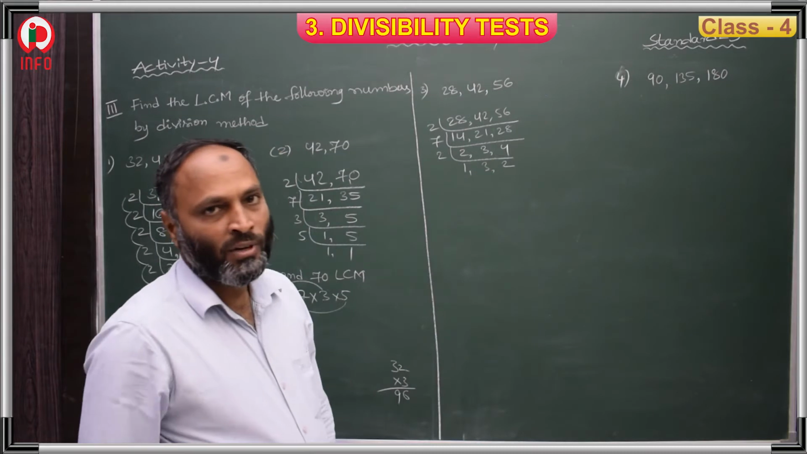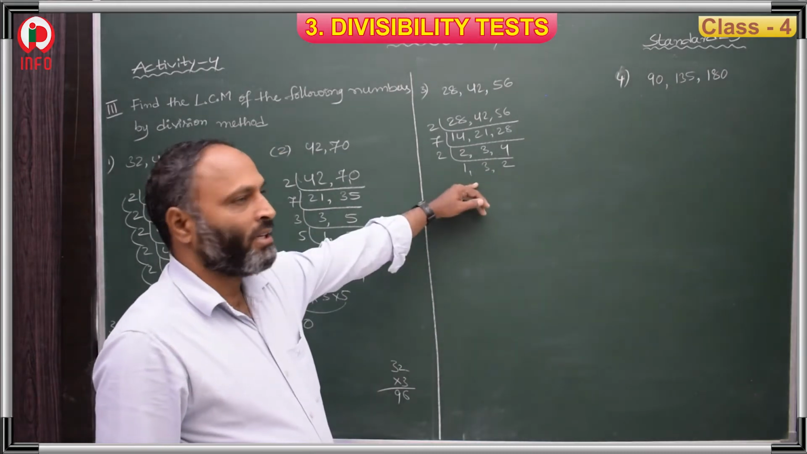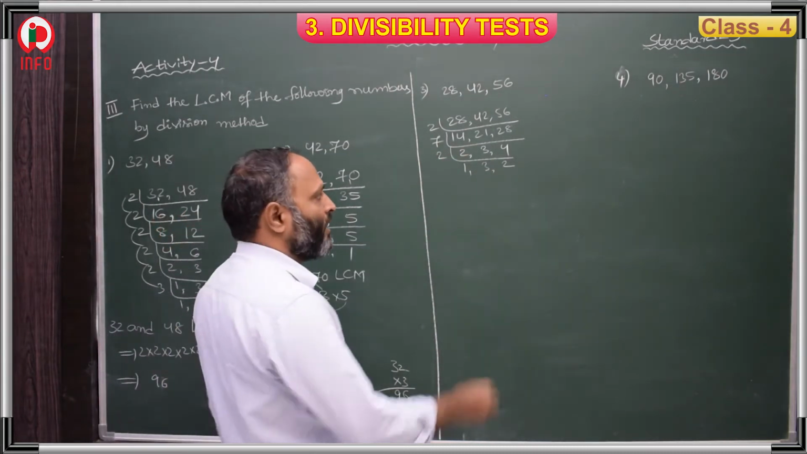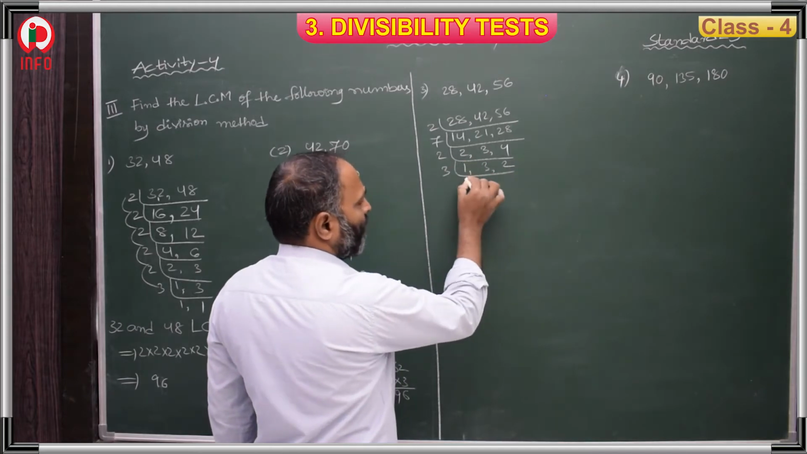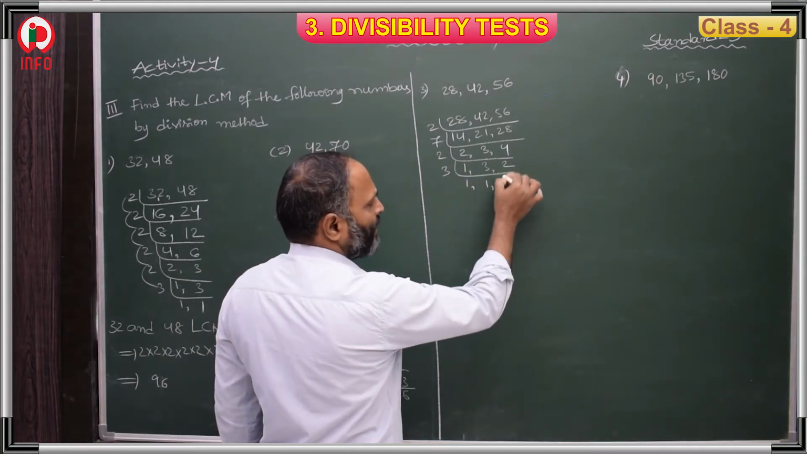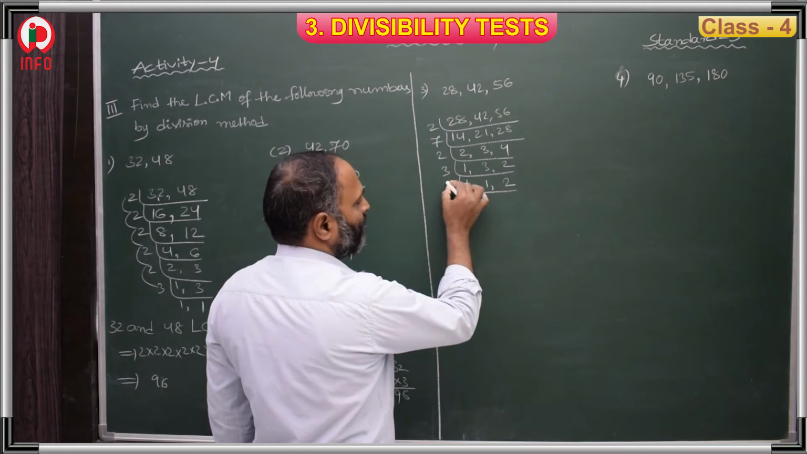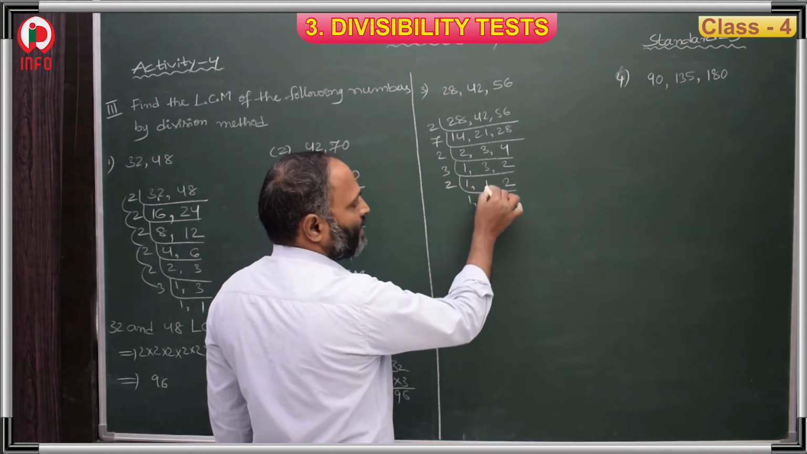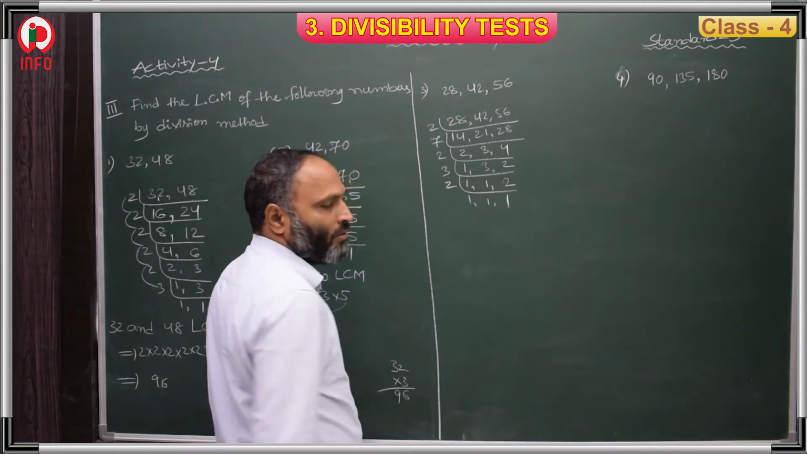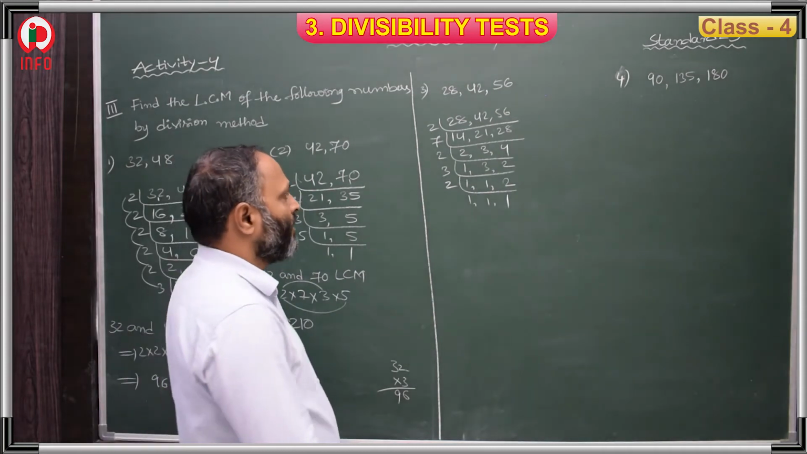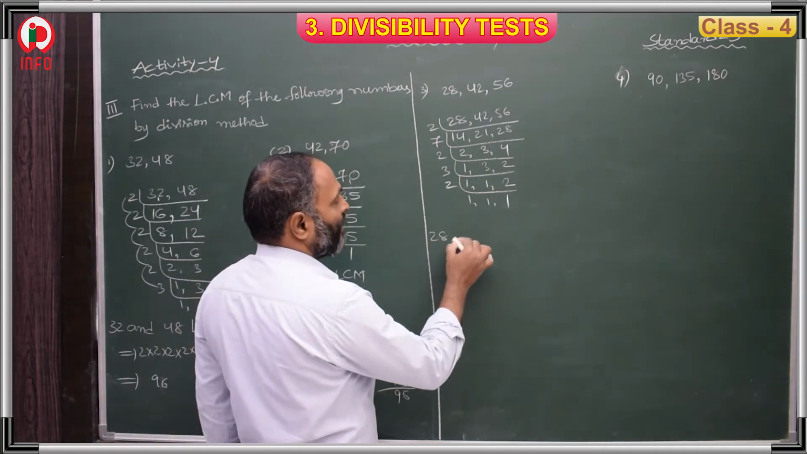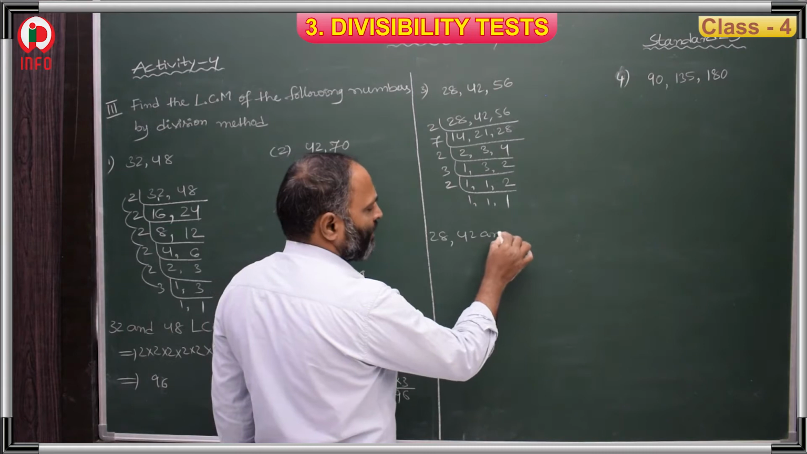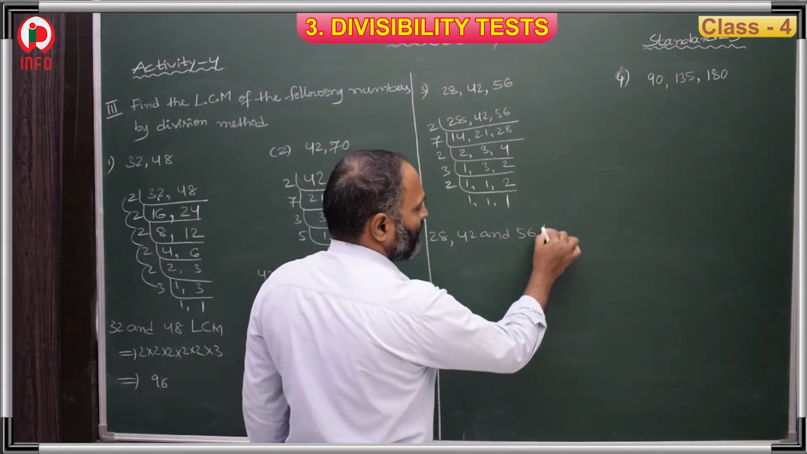Then 3 and 2 are prime numbers. If you want to stop here you can, otherwise you can take 3, that is your wish. 1 as it is, 3 ones are 3, then 2 as it is. After that, 2 ones are 2. Now the LCM of 28, 42 and 56.